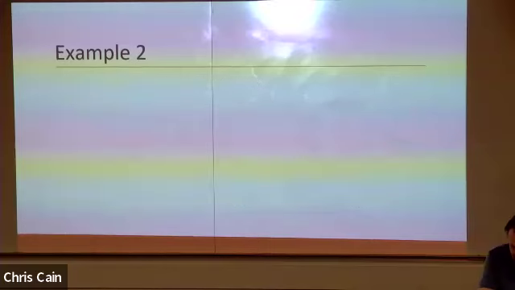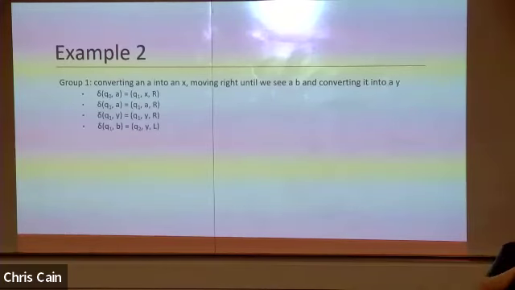All right, so group 1, converting an A into an X, moving right until we see a B and converting it into a Y. So Q0 is going to be this initial state where we read our first A and we convert it into an X. No other time are we going to be doing that from this very initial state. So we get into Q1, and Q1 is going to be now moving right until we see a B, converting it into a Y.